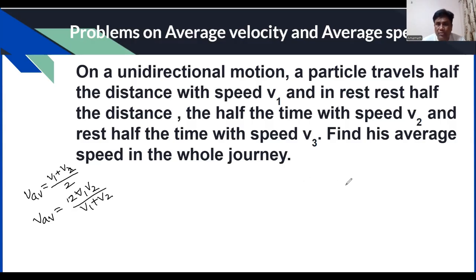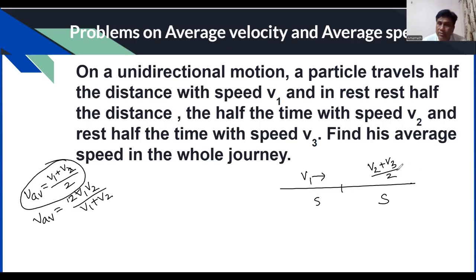Now come to our situation. Here it is total distance. Say this is half the distance, so this is also half the distance. In this part, it goes with V1. But in this part, it goes with V2 and V3. But I took the average, okay? V2 plus V3 by 2, because they were half the time. So when it becomes half the time, it becomes V2 plus V3 by 2.